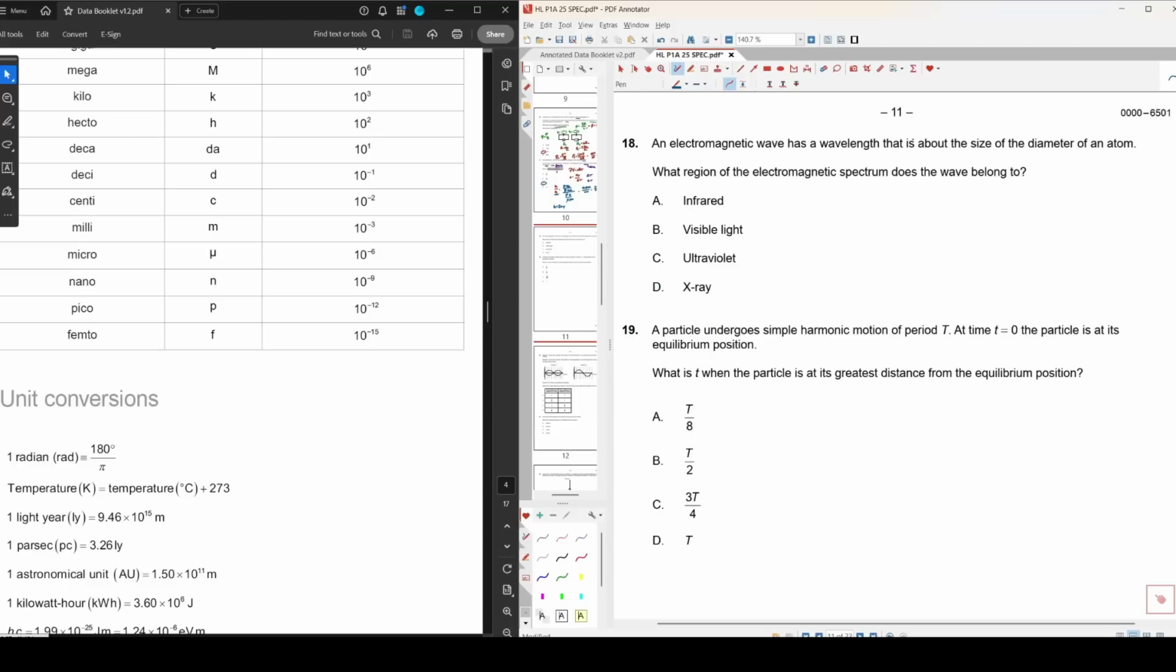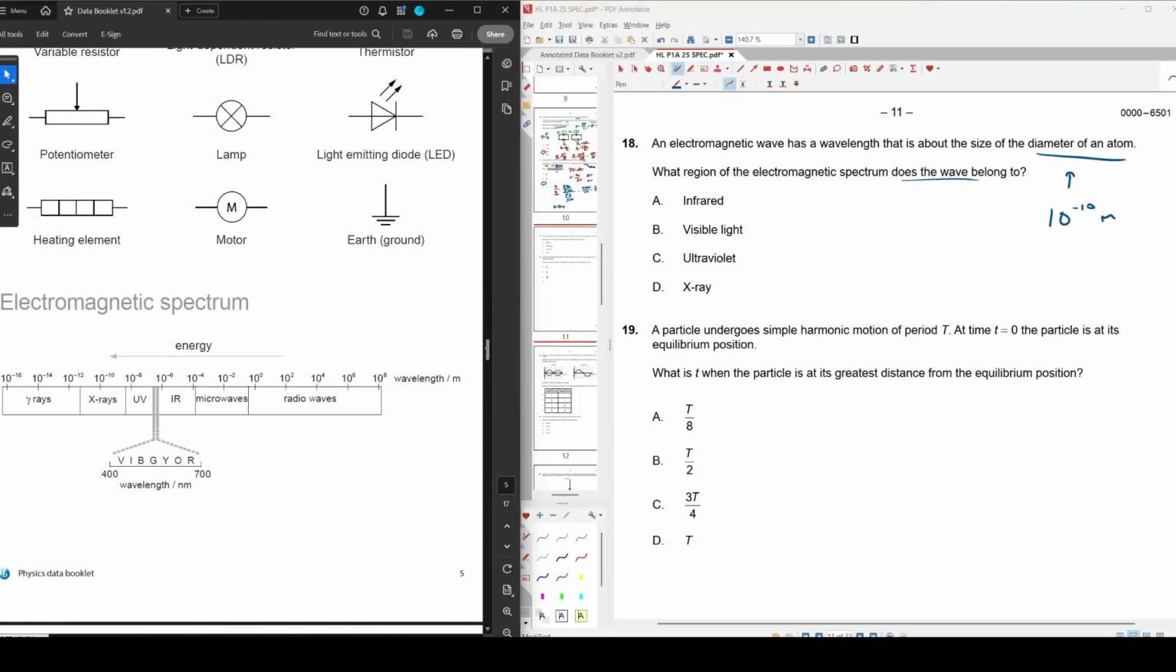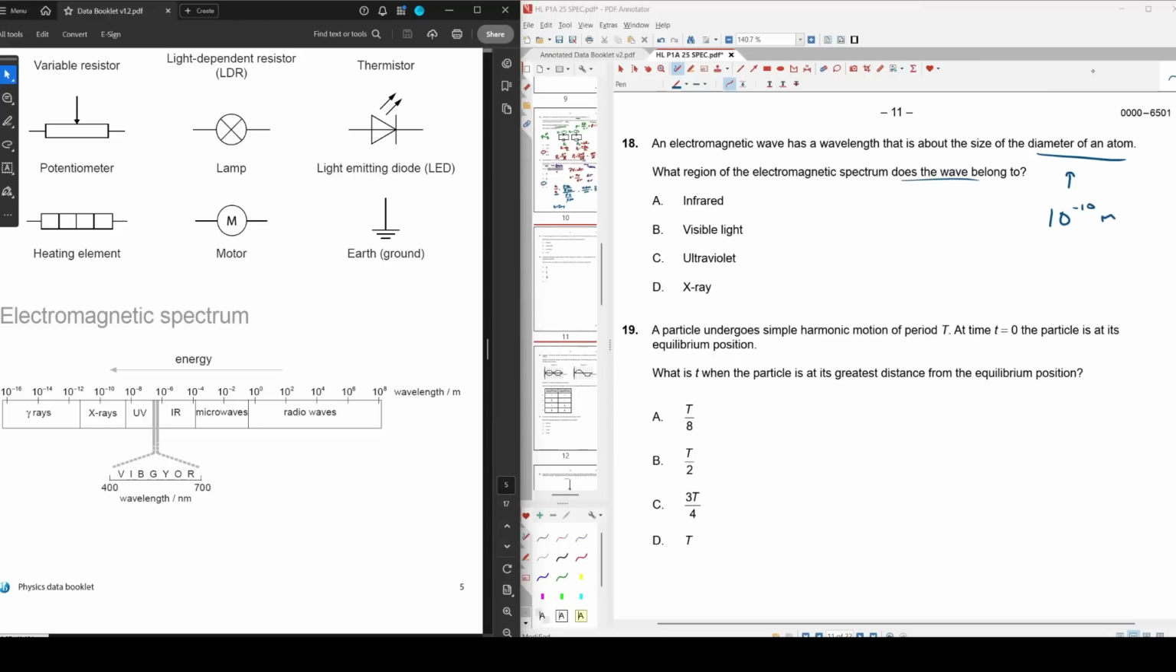An electromagnetic wave has a wavelength that's about the size of the diameter of an atom. What region of the spectrum does the wave belong to? They want me to know that that's 10 to the minus 10 meters. That's how big an atom is. You've got to memorize that. Also, the diameter of a nucleus, 10 to the minus 15. Why, IB? Why? Okay, so what region of the spectrum is 10 to the minus 10 meters? As long as I know that piece of trivia, that's nice and easy. I just look here. That should be an X-ray. If I know it, I know it.